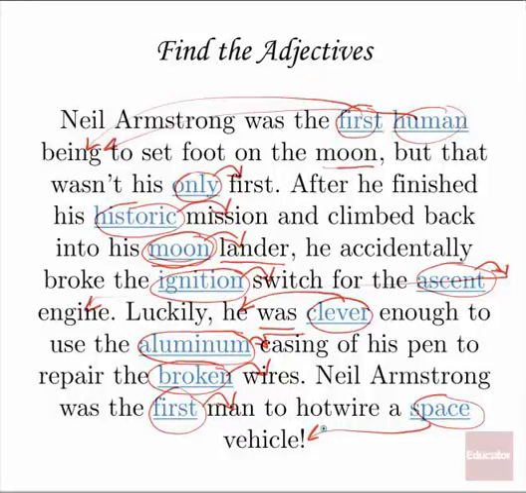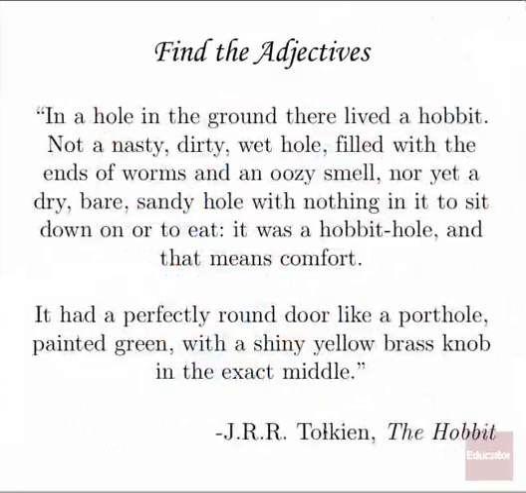All right, let's do one more round of practice. This is the opening passage of J.R.R. Tolkien's novel, The Hobbit. Take a good look at it and see if you can find the adjectives he uses to describe the setting of the story. In a hole in the ground there lived a hobbit. Not a nasty, dirty, wet hole filled with the ends of worms and an oozy smell, nor yet a dry, bare, sandy hole with nothing in it to sit down on or to eat. It was a hobbit hole, and that means comfort. It had a perfectly round door like a porthole, painted green, with a shiny yellow brass knob in the exact middle. Now, there's quite a few adjectives in there. Take a good look, see if you can find them. Ready?